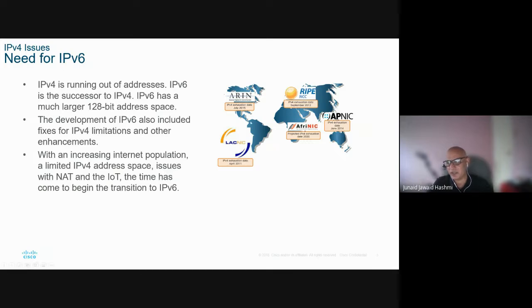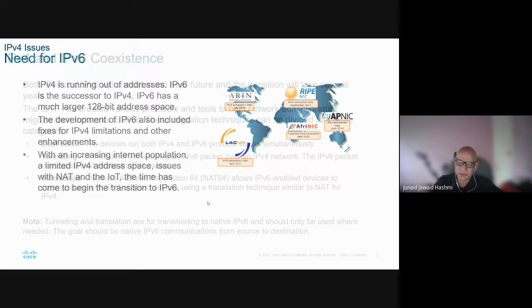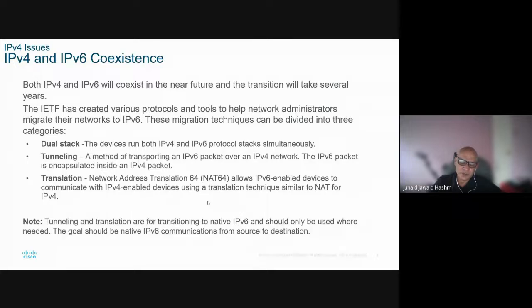It's the same organizations that are responsible for IP version 6 as for IP version 4, the RIRs, depending on different regions. We covered that in a previous chapter. IP version 4 and IP version 6 can coexist, and you have different methods. One of them is called dual stack. In the dual stack method, the devices can run both IP version 4 and 6 simultaneously.